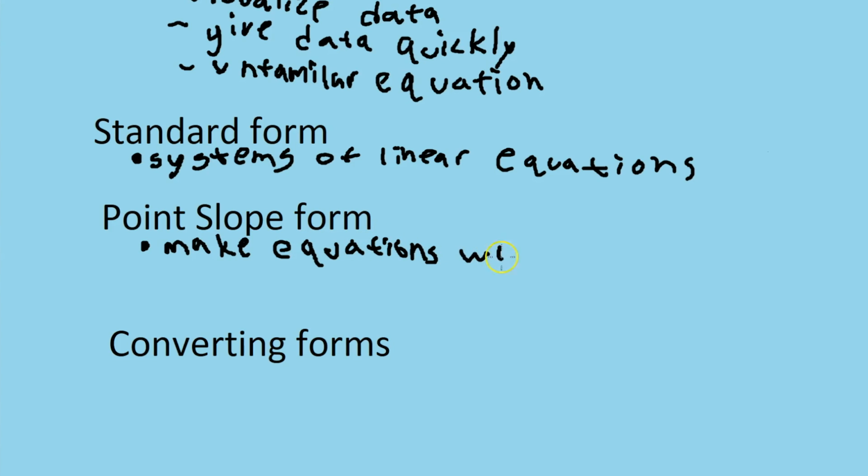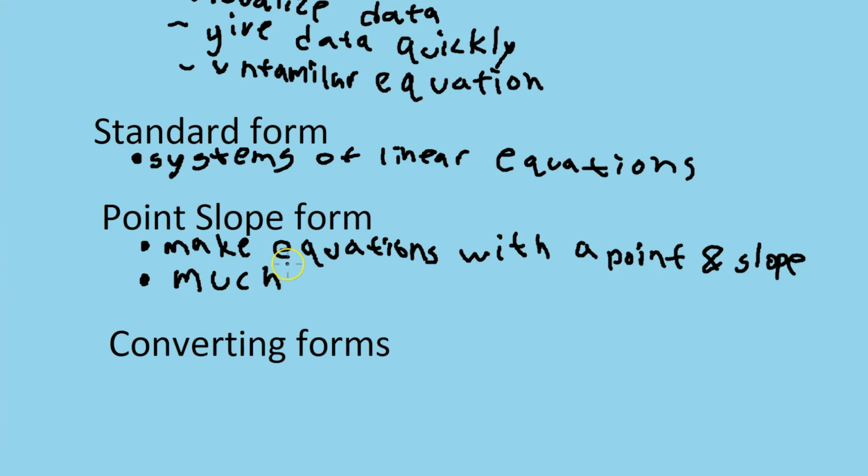Equations with a point and slope. That is very important in geometry when you're trying to find another point, because it is much less tedious, or I'll just say, for the sake of room, less tedious than the slope formula.